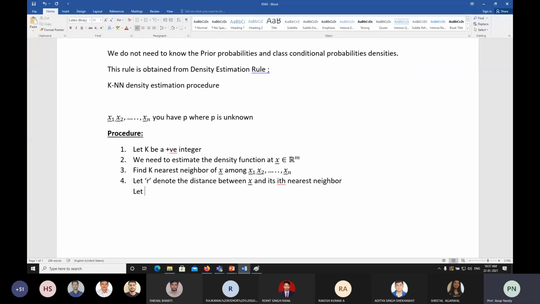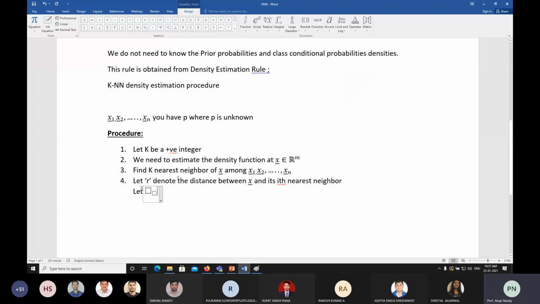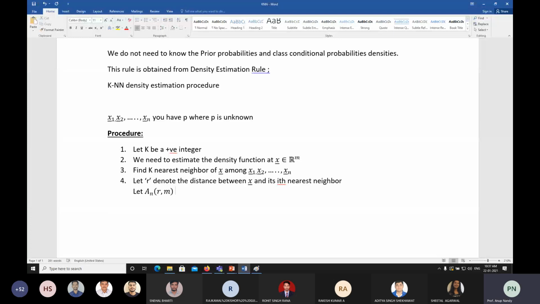Now you have a volume, so by applying this formula, k over n times 1 over V. Let this denote the volume of a disk of radius r in m-dimensional space.